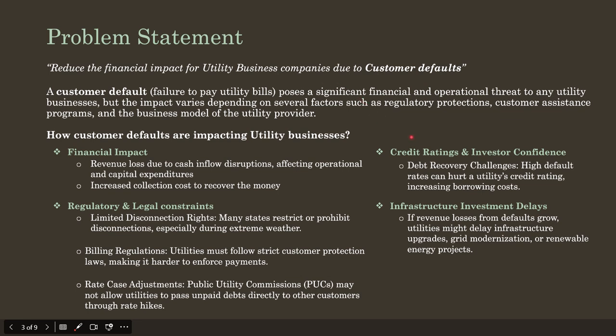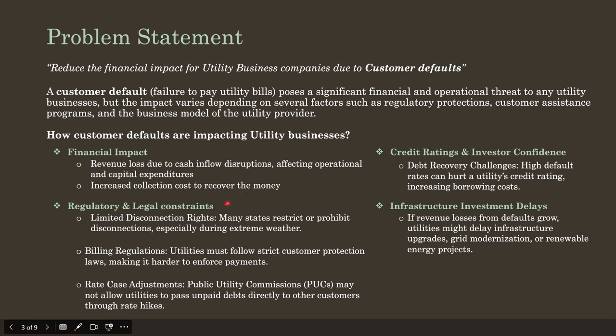Customer defaults can impact utility businesses in various ways. We will just see four aspects of it. First, the financial impact, where the revenue loss due to cash inflow disruption affects the operational and capital expenditures of the utility businesses. Second, increased collection costs to recover the money from customers who are failing to make the payment on time or to a certain amount. The utility business has to do a lot of follow-up and include agencies in order to recover the money, so it's a lot of operational cost and overhead for the businesses.